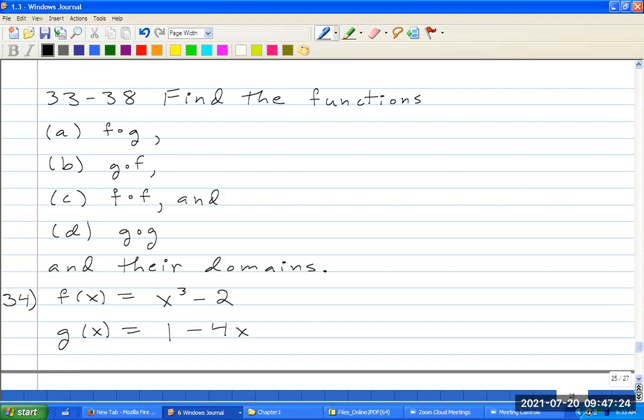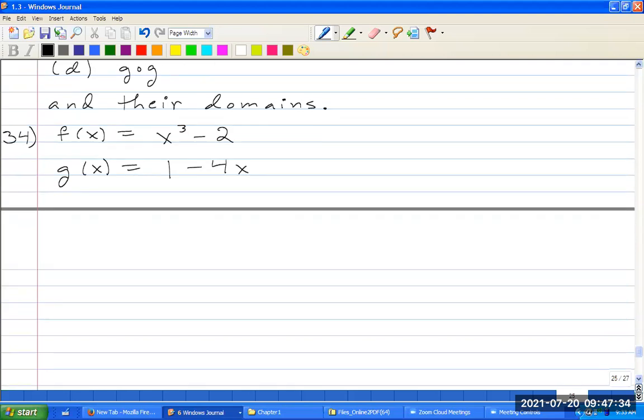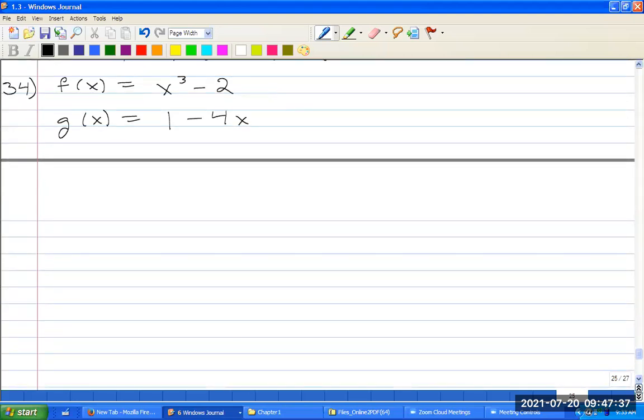Problem 34. f of x is equal to x cubed minus 2. g of x is equal to 1 minus 4x. And so let's try to determine each of these. So A.